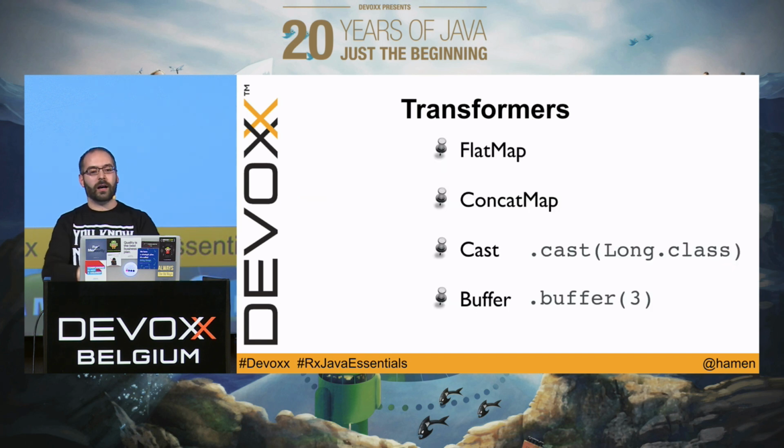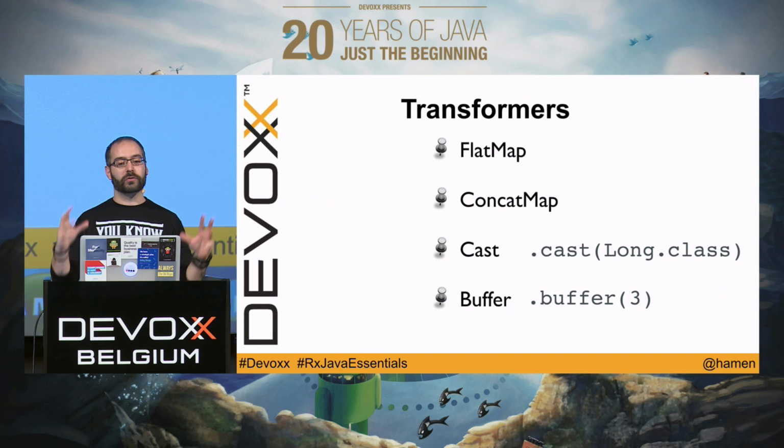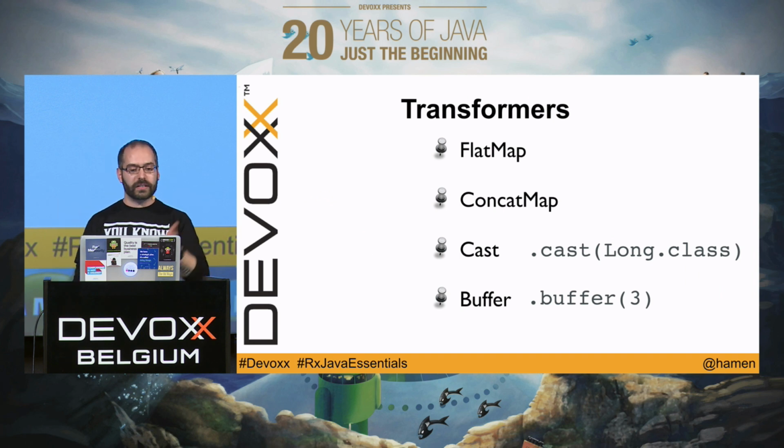RxJava has a huge amount of transformers. For instance, we have flat map, which is the observable brother of the map. Basically, when you start using RxJava, you realize that you are going to create a lot of small observable functions. How do you chain them? You use flat map or concat map. If you need to cast the emitted item for any reason, you can use cast.